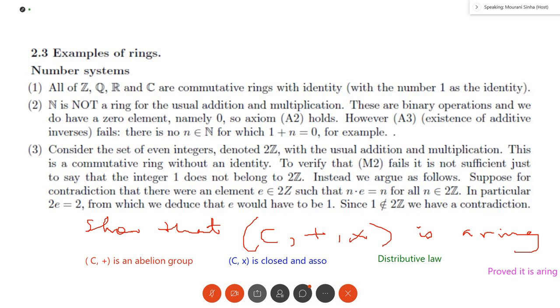So what will be your answer? What will be your answer for ring with unity? I have proved it is a ring through all these three steps. Now I want to show if it is a ring with identity or not. When I showed the three things, it is done that it is a ring. I have shown abelian group under addition, semi group under multiplication, and distributive law. So I have shown that it is a ring. Now I want to show if it is a ring with unity.